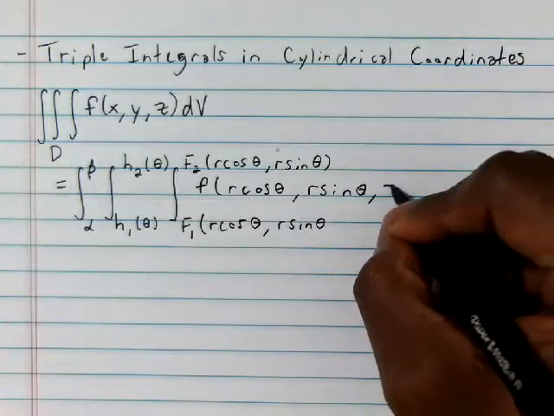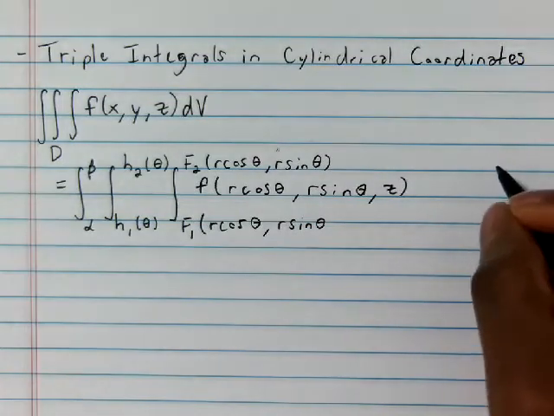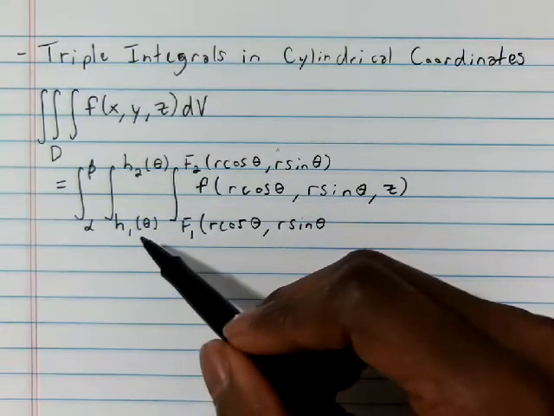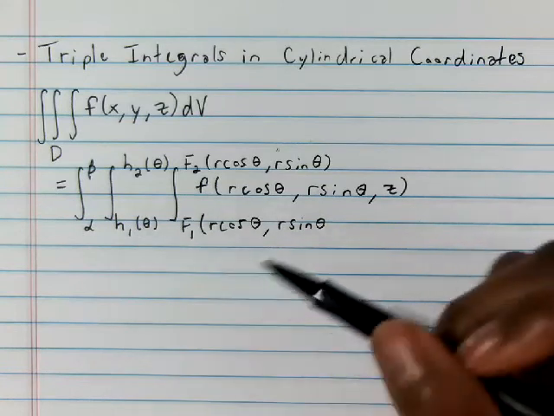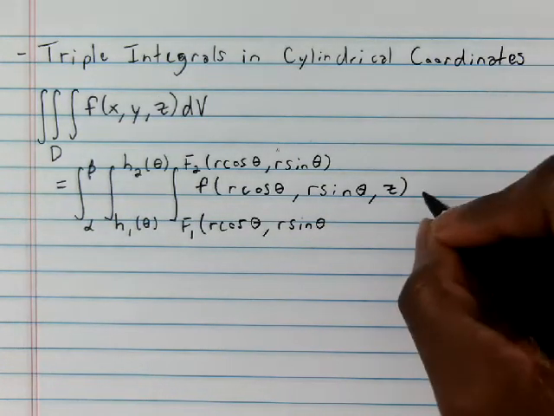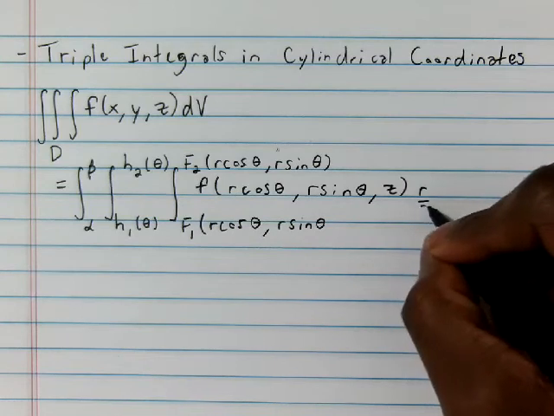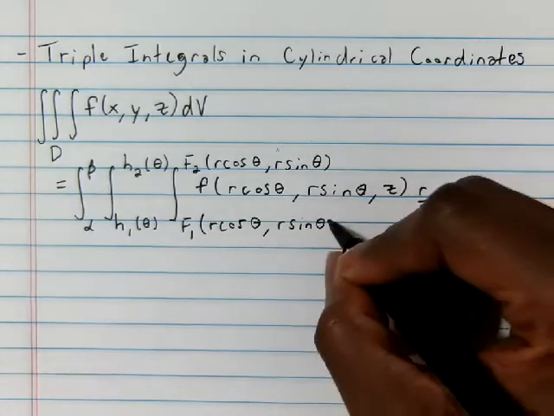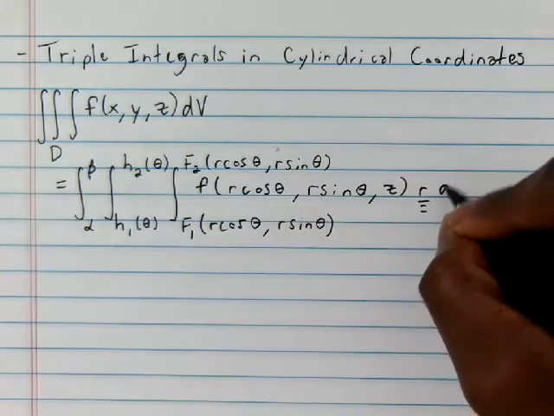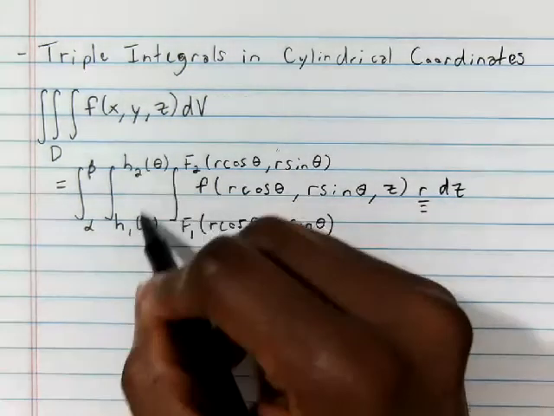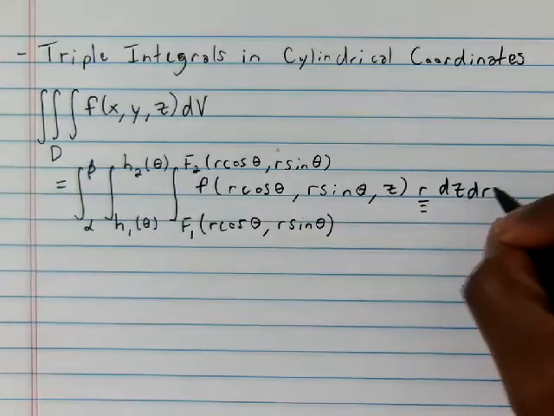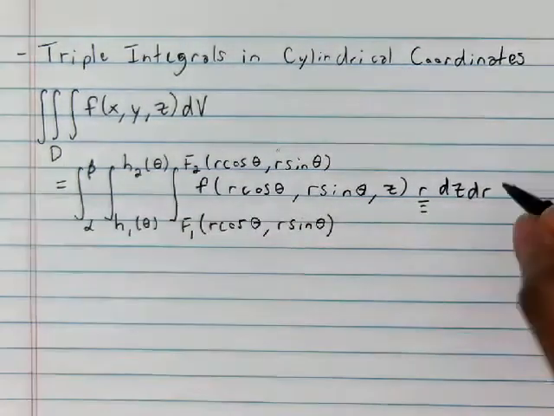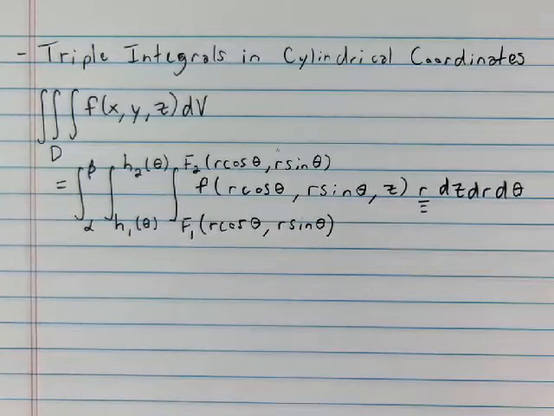And then just like whenever you did a double integral in polar coordinates, when you do cylindrical coordinates, you're going to have an additional r in your integrand. And then these are z values, so that's dz. These are r values, so that's dr. And these are thetas, so that's d theta. And that's how we would set up a triple integral in cylindrical coordinates.